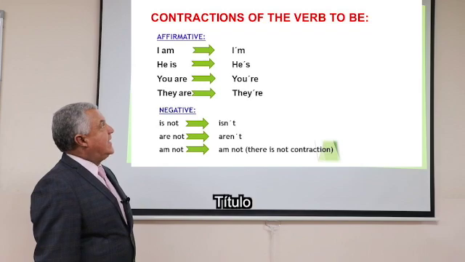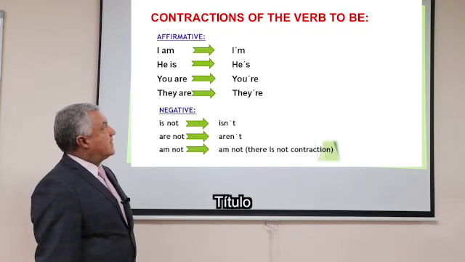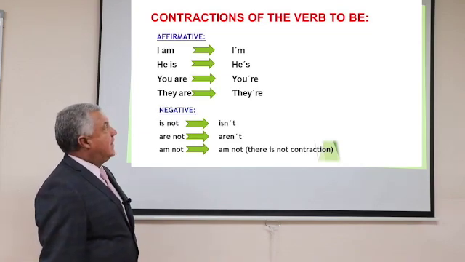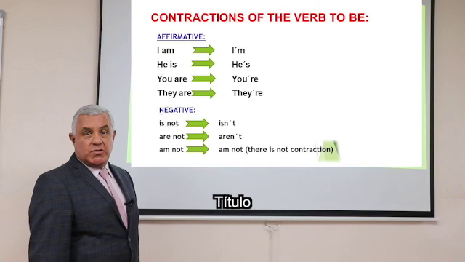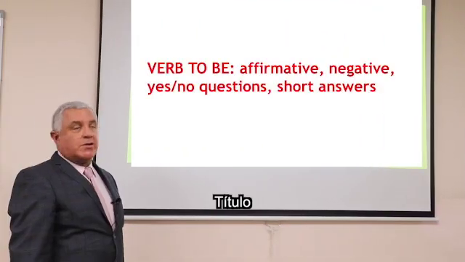Negative forms. Is not. The contraction is isn't. Are not. The contraction is aren't. And am not. In this case, there is no contraction. There is no contraction for am not. Keep it in mind. Let's continue.